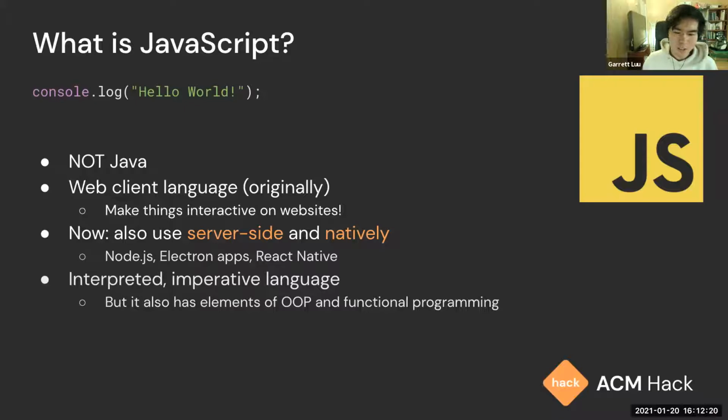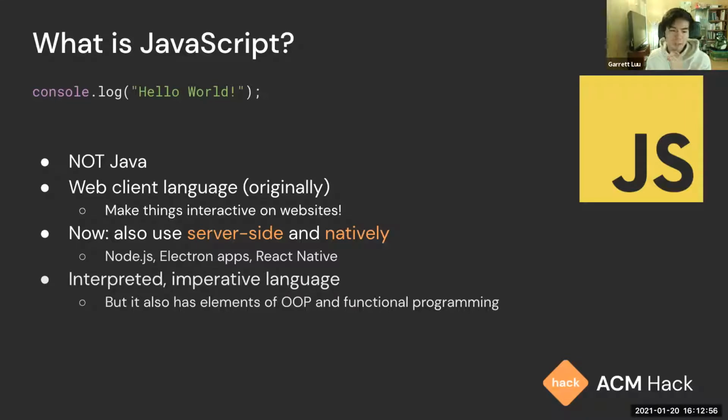So anyway, now it's also used server-side and natively. With technology like Node.js and now Deno, Electron apps for desktop and React Native for mobile, you can now run JavaScript outside of the browser. So it's really gone from being exclusively an in-browser language to now being used in things like servers, systems, and native applications. It's really gone through a huge transformation, I guess, over the course of its life.